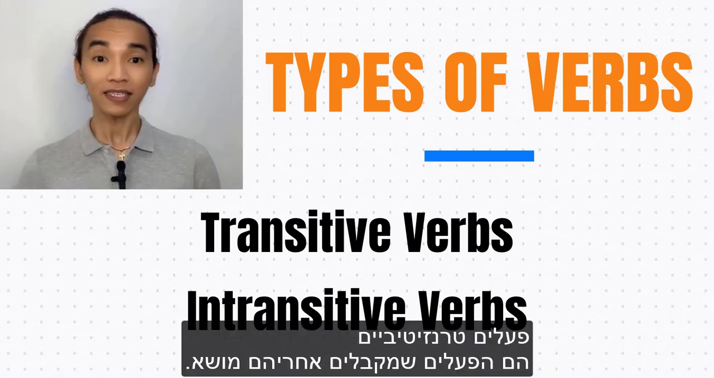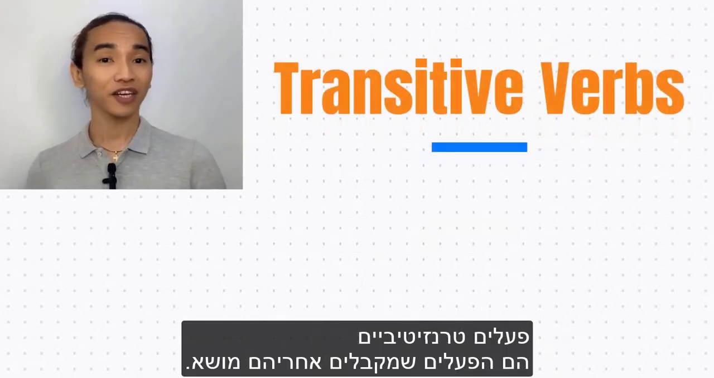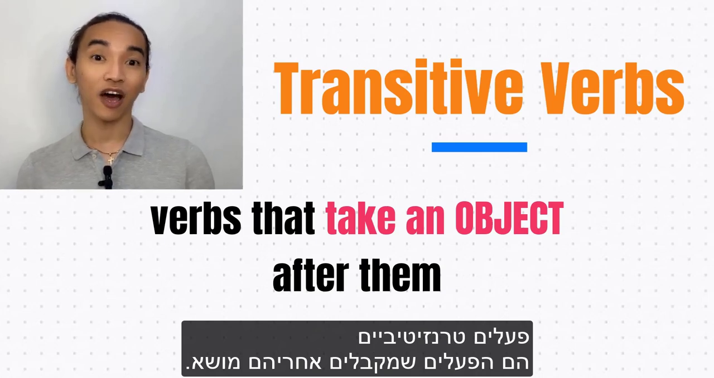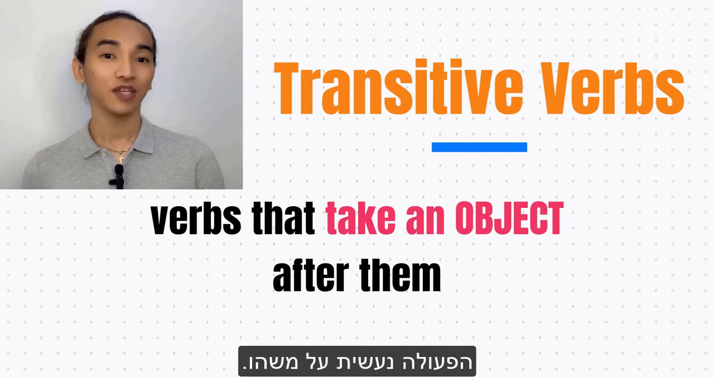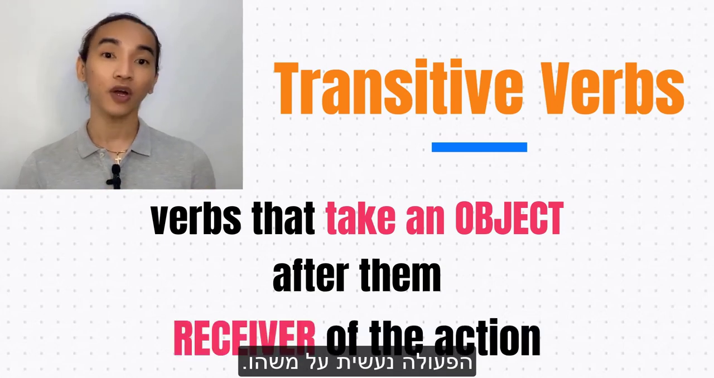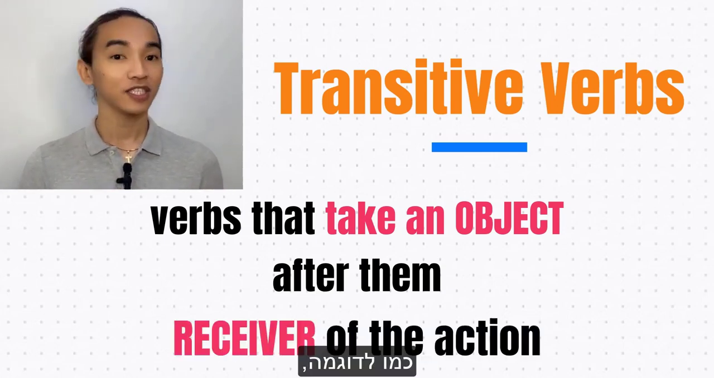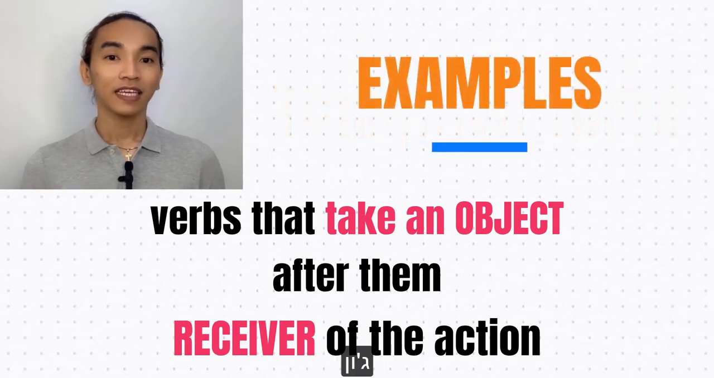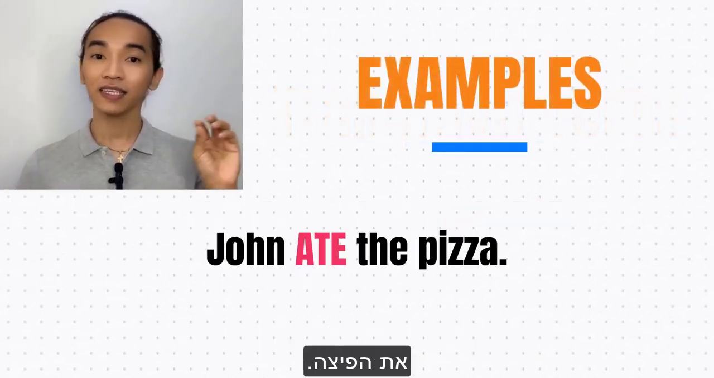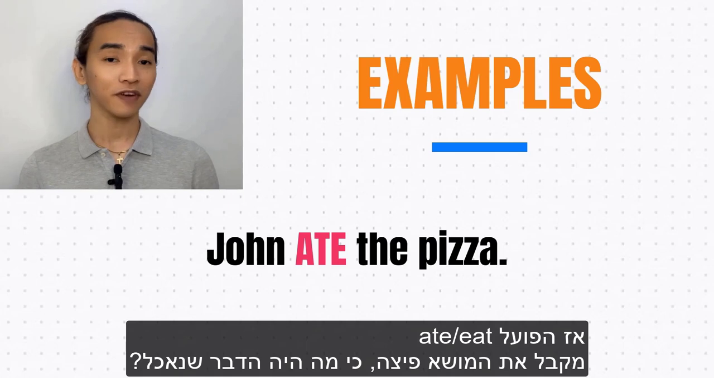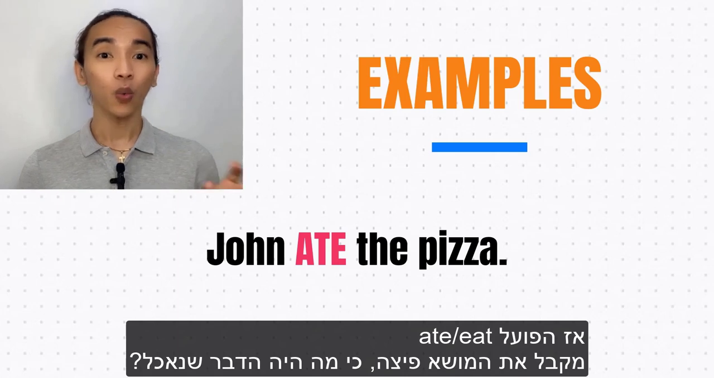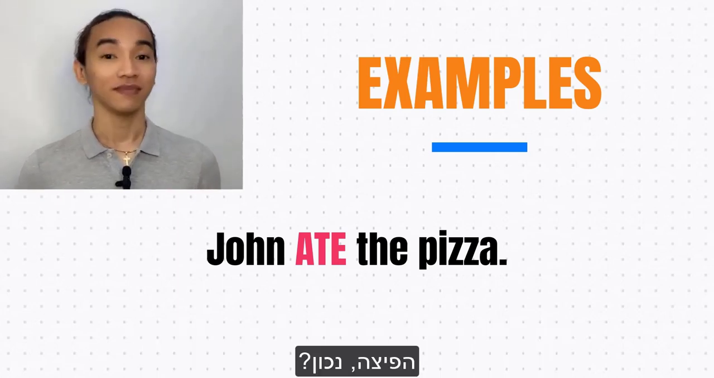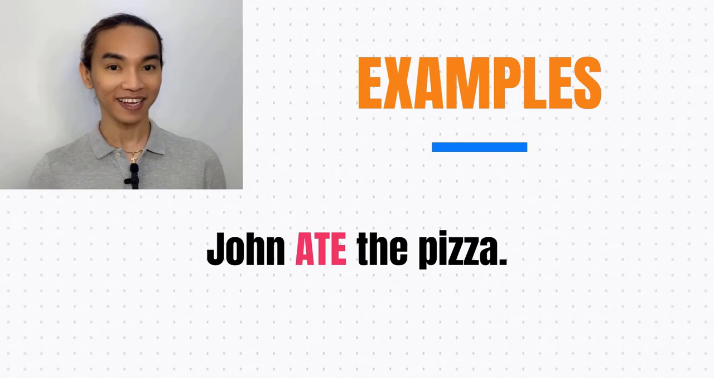So for transitive verbs, these are the verbs that take an object after them. So what does it mean? So there is a receiver of the action. So like for example, John ate the pizza. So the verb ate or eat takes the object pizza because what was eaten? It was the pizza, right?